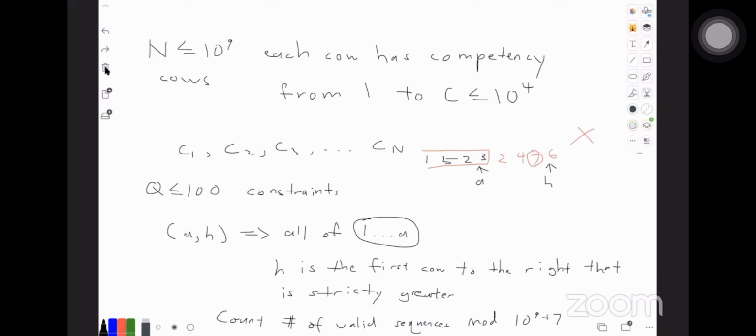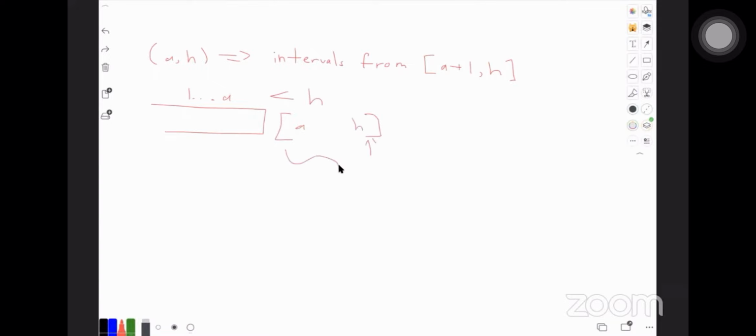So let's first analyze what conditions need to hold for a valid sequence to exist. The first observation, or really just the formulation that makes the problem much cleaner to analyze, is that these A, comma H constraints can be viewed as intervals, intervals from A plus 1 up to H. What this is saying is that everything in the prefix from 1 through A needs to be smaller than H, and the maximum of the entire interval needs to be at position H. This needs to be the strict maximum. If there are multiple maximums, that is not allowed, because the first maximum needs to be at position H.